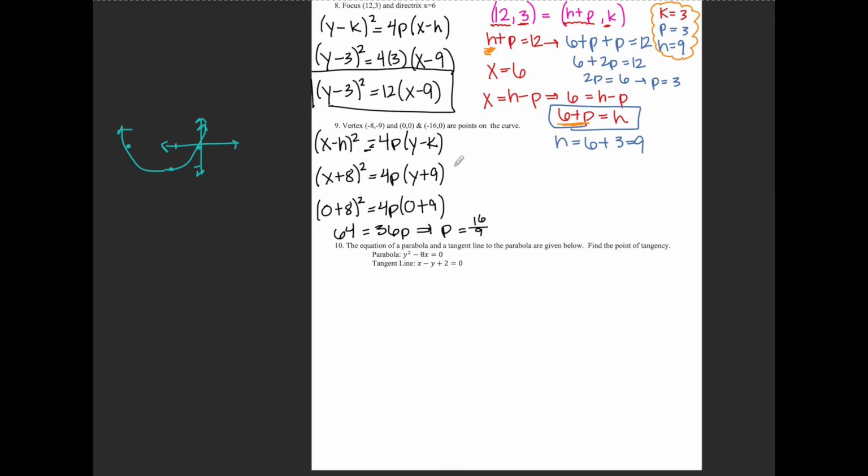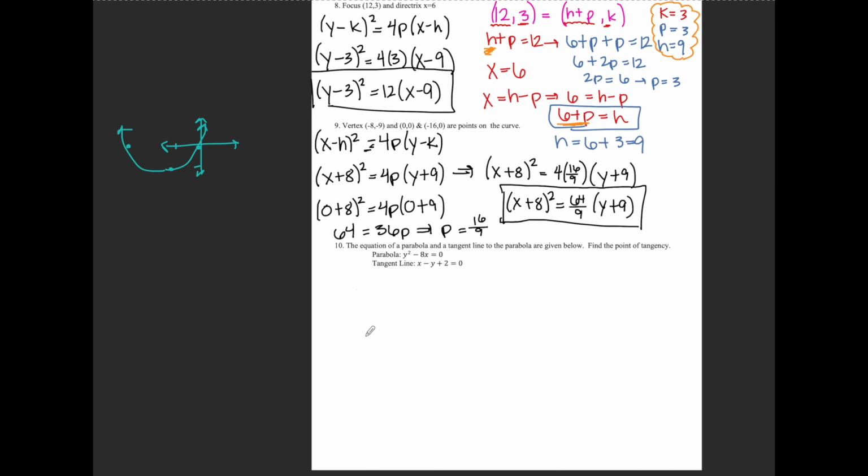So if I now plug in for p up here, I have (x plus 8) squared equals 4 times 16 over 9 times (y plus 9). I can clean this up a little bit. So I have (x plus 8) squared equals 64 over 9 times (y plus 9).